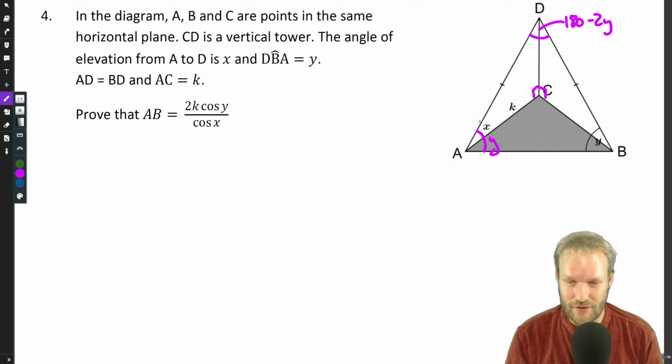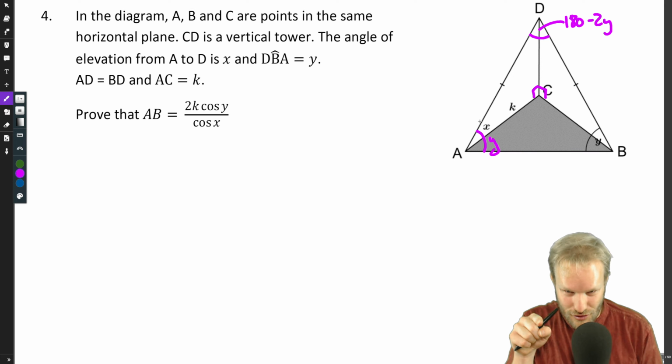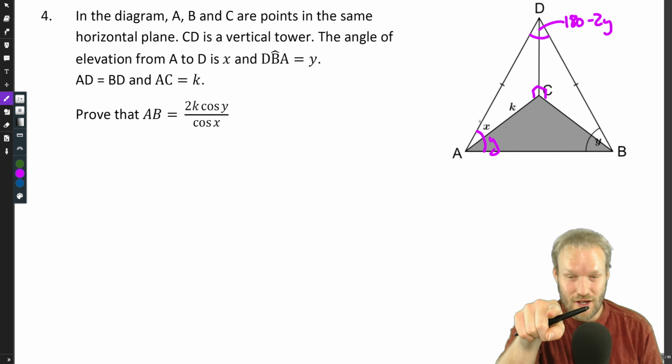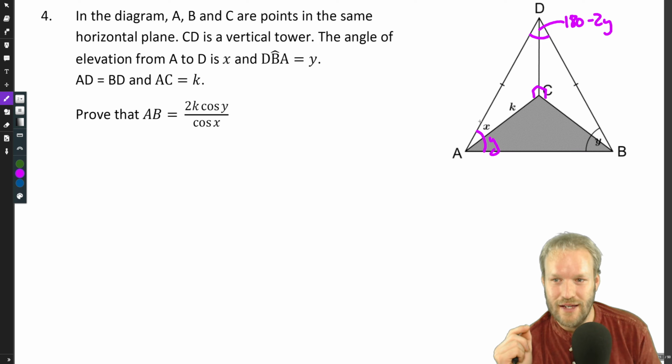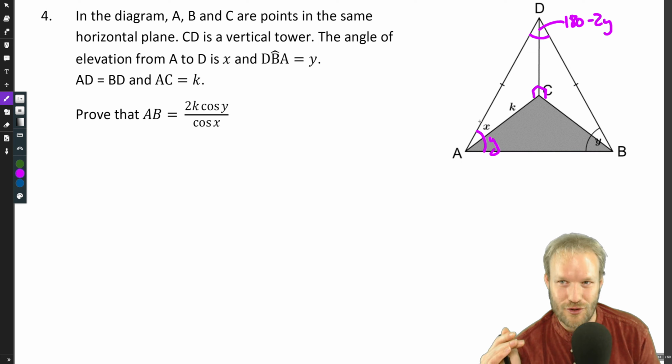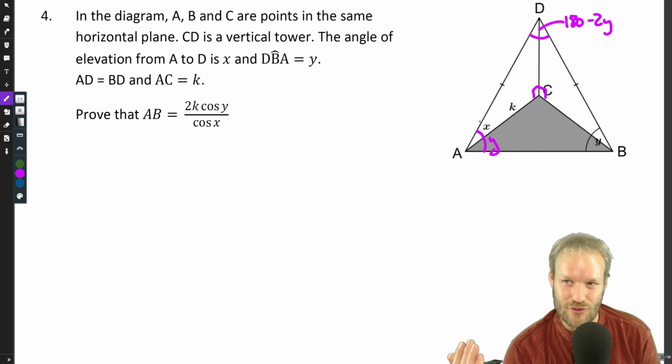So this angle, if you were standing at A and you looked across at C, you'd be looking straight, but you're looking up to D, and that angle there is x. And DBA equals y. There's an isosceles triangle in AD equaling BD, so they've given us that angle A is also y, and therefore angle D is 180 minus 2y, and AC equals k. Prove that AB equals 2k cos y over cos x.